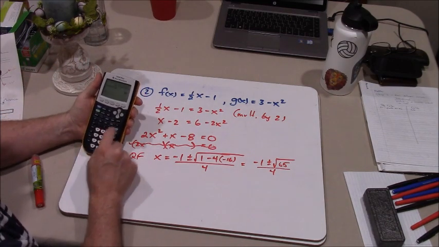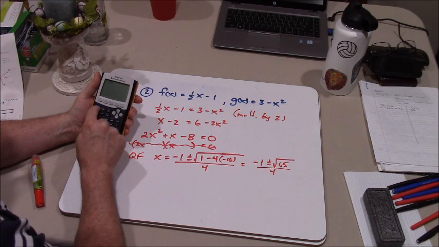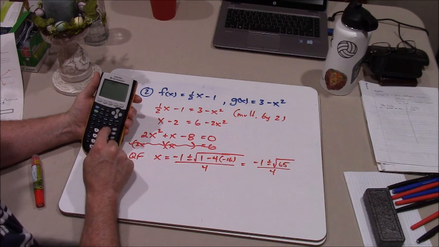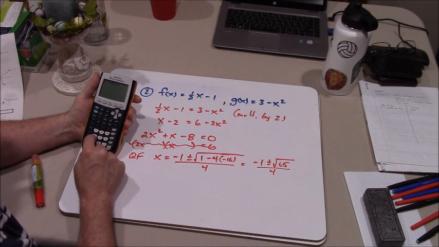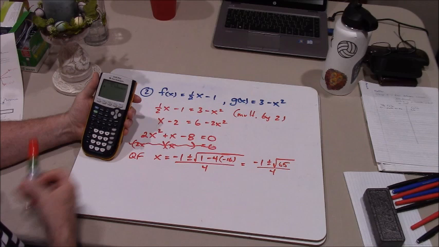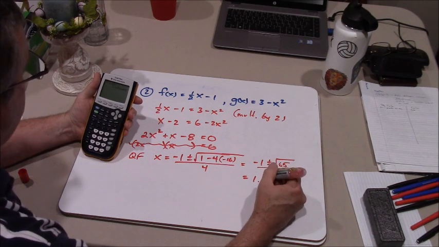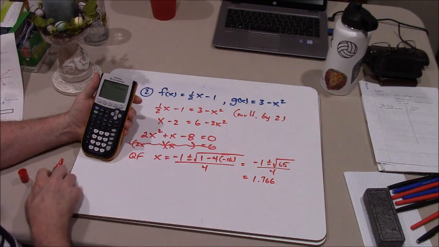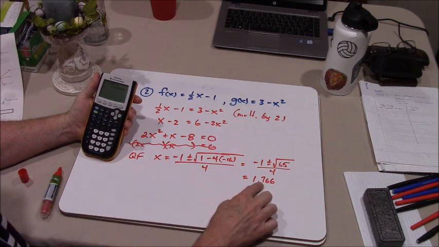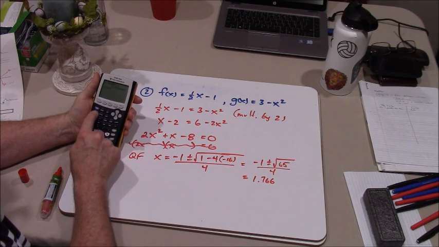So take my calculator. In the numerator, I've got a negative 1 plus the square root of 65. Close parenthesis and then divide that by 4. So I've got 1.766. Now, I'm going to want to remember this number, so I'm going to store this in memory. And we can do this on our TI-89s as well. So I'm going to hit store alpha A.